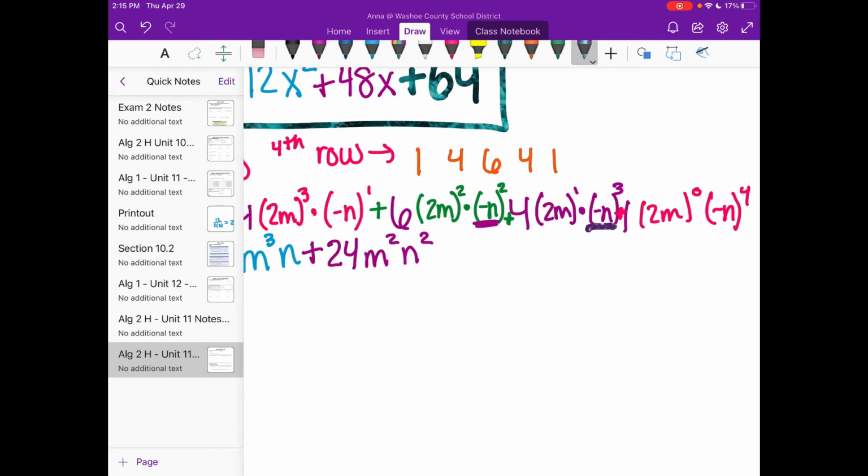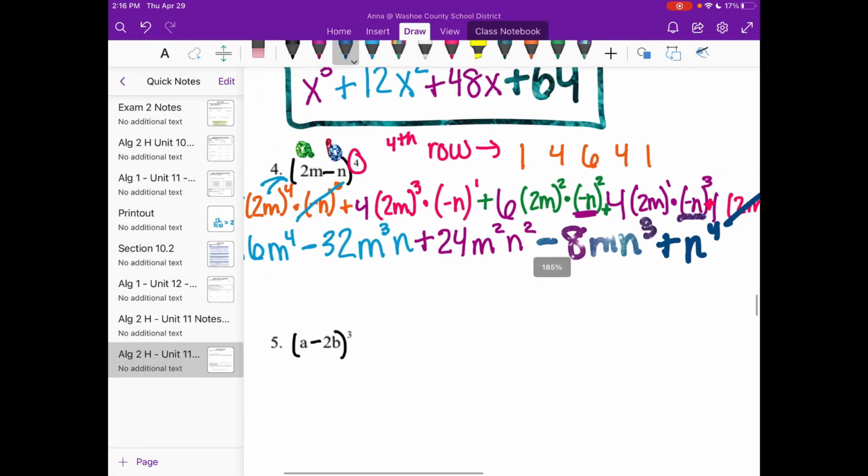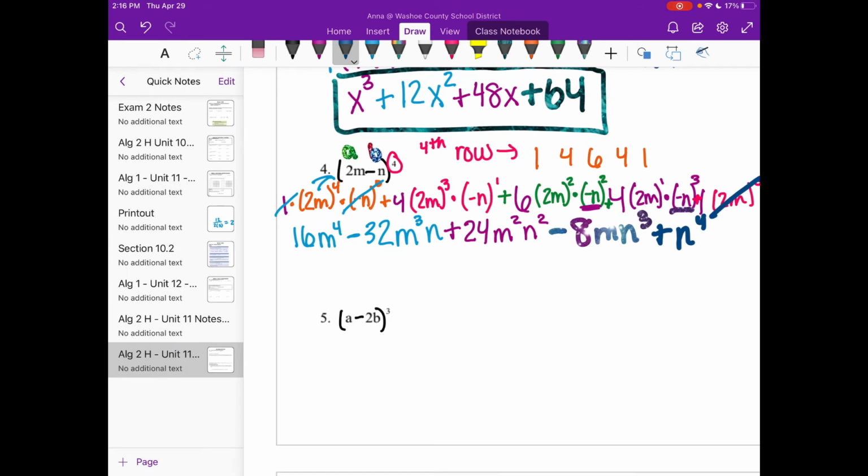Next part, let's see. That n is going to be negative because I have a cube. So I'm going to go ahead and put a negative sign out there. 2 to the 1st is 2 times 4 is 8. So minus 8. M to the 1st, n to the 3rd. And then the last one, I don't have to worry about this because it's gone. So plus, and then just n to the 4th. Okay. Again, very long, but still shorter than if I decided to FOIL it out.